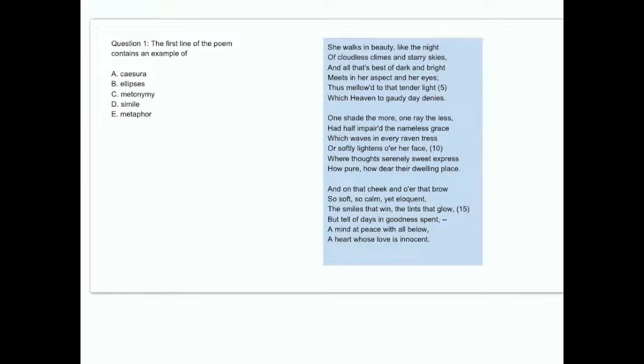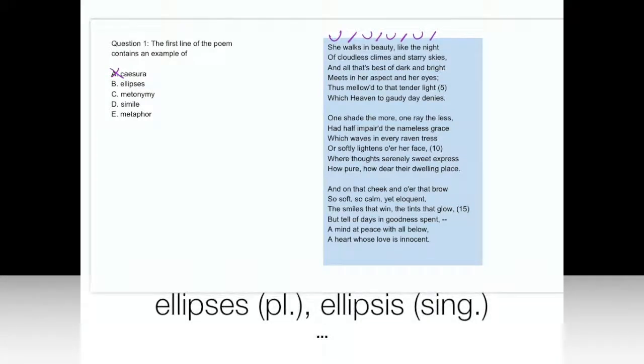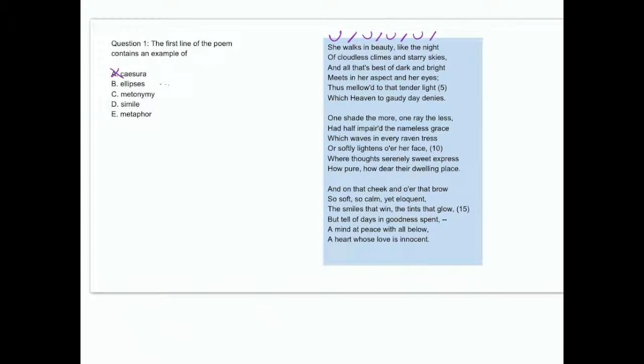the meter is a consistent iambic meter. She walks in beauty like the night. So it's not A. B. Ellipses. This is referring to the three little dots like this that indicate a pause or missing words or a trailing thought or something like that. We don't have anything like that here.